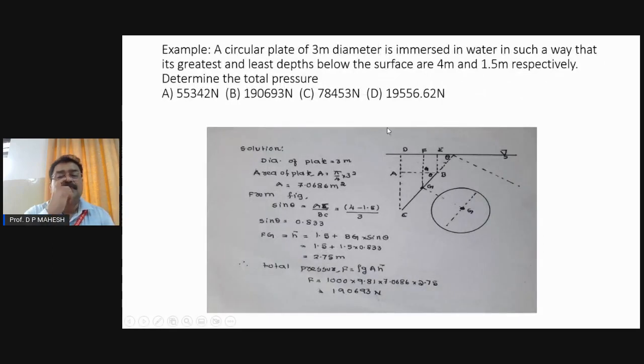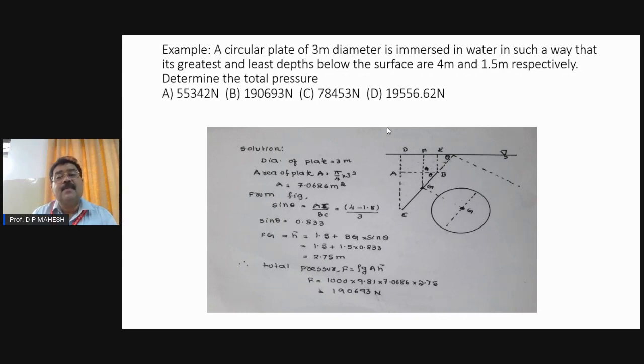Now coming to another problem of hydrostatics, in which the plate is submerged inclined. You can see the problem. A circular plate of 3 meter diameter is immersed in water in such a way that its greatest and least depth below the surface are 4 meter and 1.5 meter respectively. Determine the total pressure. It is exactly similar to the problem of the vertical case.